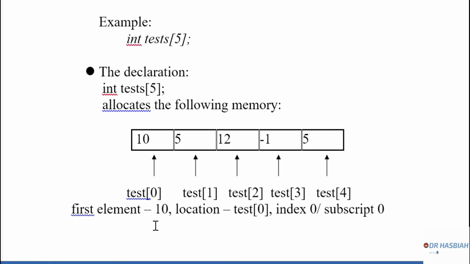So the first element is 10, at location test[0]. The 0 here you call the index or subscript, index 0 or subscript 0. So how many elements do we have in this array? We have 5 elements. The first element starts from test[0], sometimes we just call it test 0, test 1, until test 4 here.